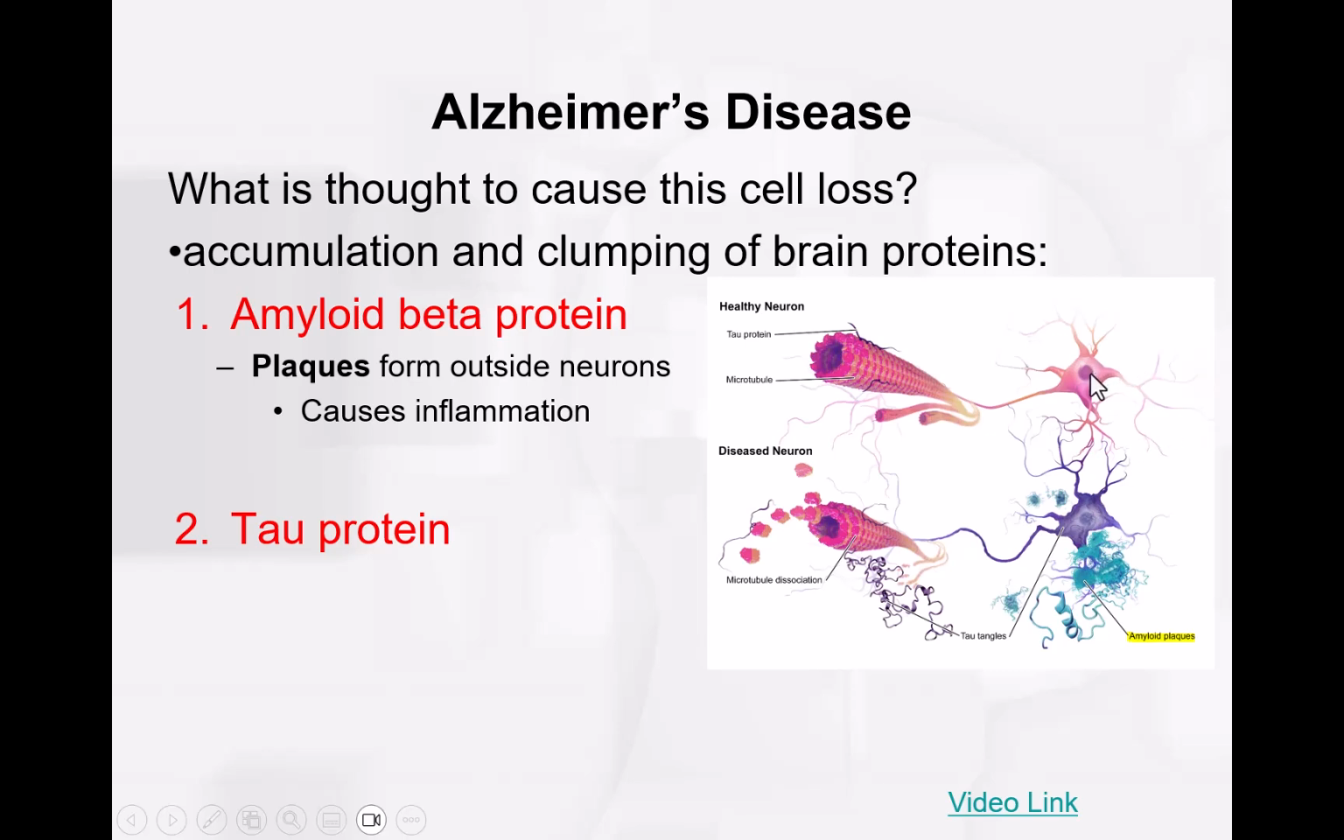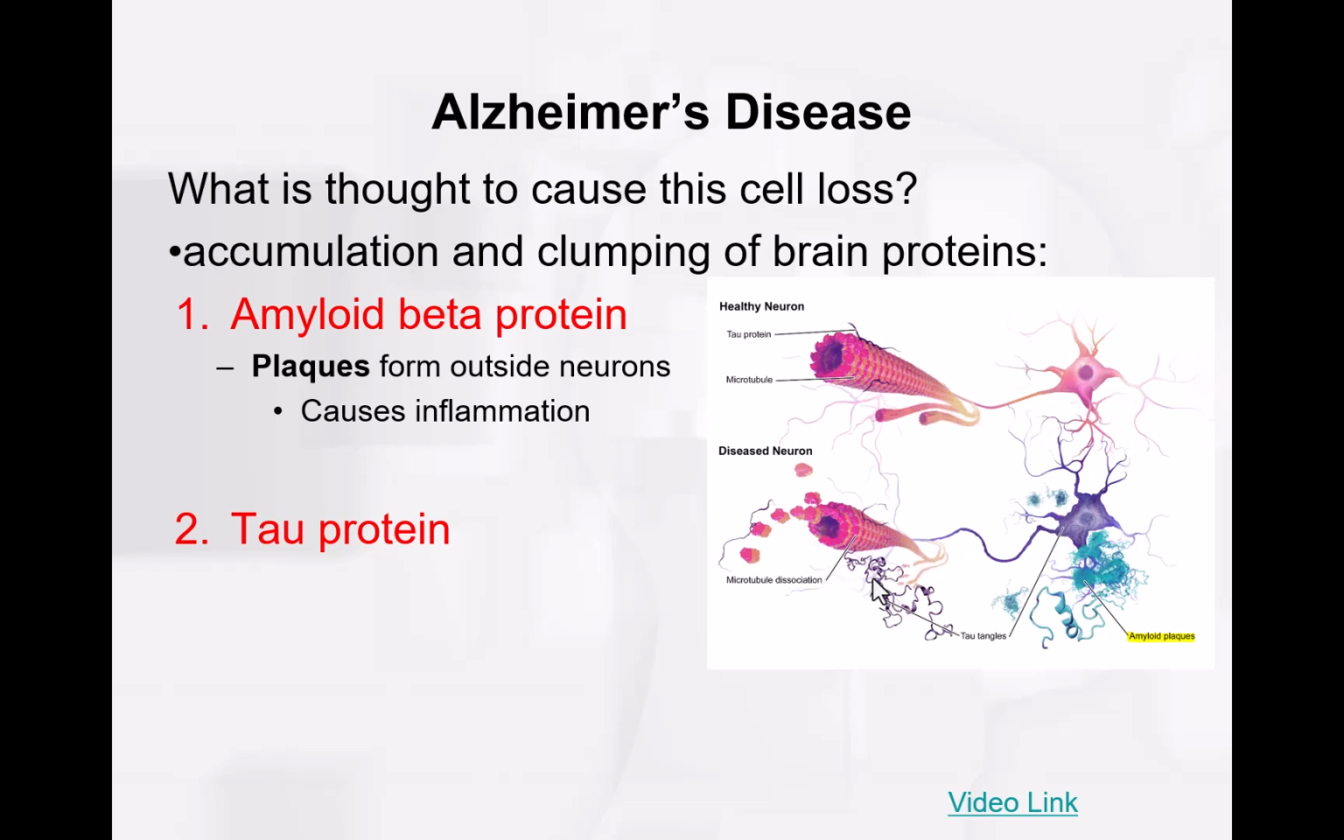So here again, we have a neuron. This is a healthy neuron, showing you that there's no amyloid beta plaque and the tau protein is functioning in a healthy way. And here inside the neuron, the tau protein that's part of those microtubules has started to clump, and that prevents the movement of proteins and other things necessary to keep that cell alive.